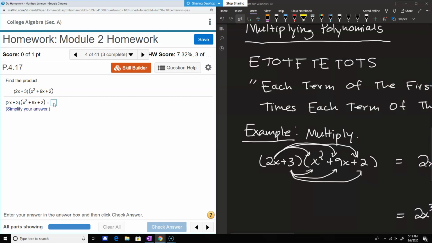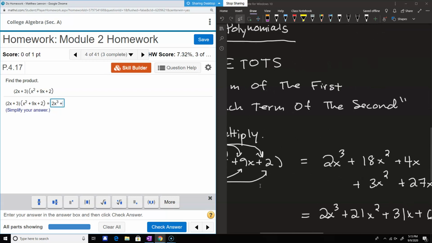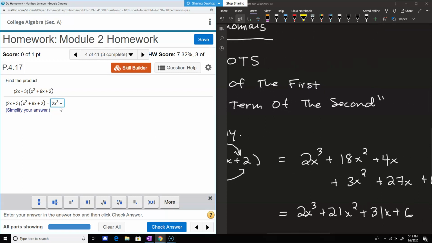So we had 2x cubed plus, what did I say over here? 21x cubed. Sorry, x squared plus 31x plus 6.